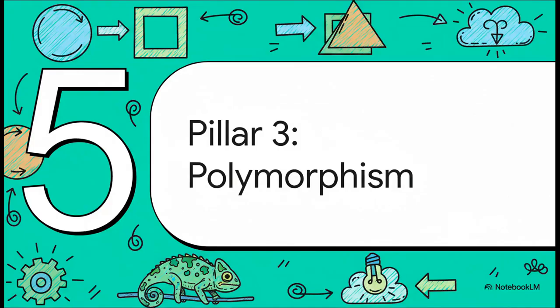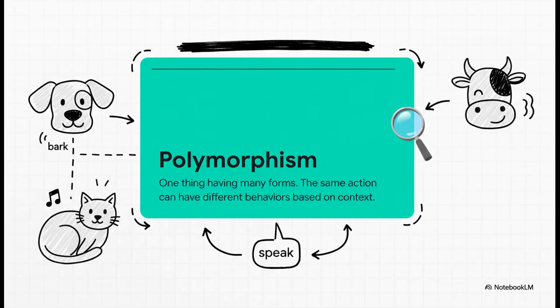All right, pillar number 3. Now this one has a kind of complicated sounding name, but I promise you the idea behind it is actually super intuitive. Polymorphism. It literally just means many forms. The core idea here is that we can have a single action or command that does totally different things depending on the situation. So imagine you tell a bunch of different animals to speak. Well, a dog object will bark, a cat object will meow, and a cow object will moo. The command is the same, but the result is totally different for each object.